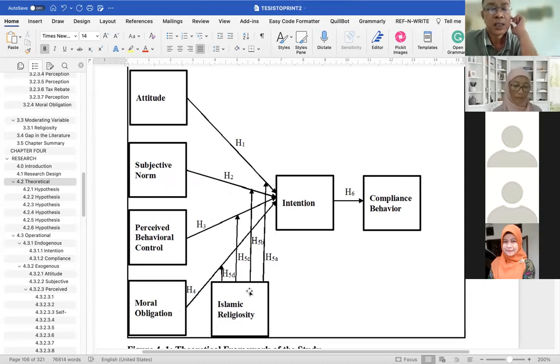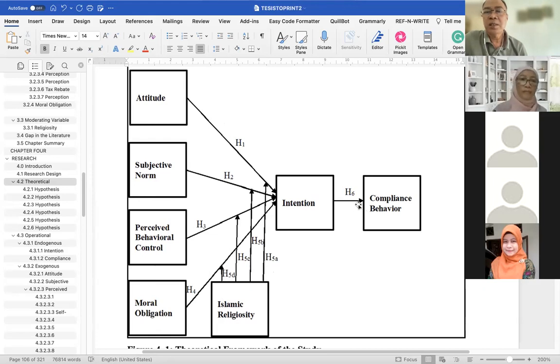Number 5 is how Islamic religiosity moderates the relationship between attitude, subjective norm, perceived behavioral control, moral obligation, and intention. So you see the arrows here. It shows the effects of moderation, whether Islamic religiosity strengthens or weakens the relationship between the independent variables and intention.